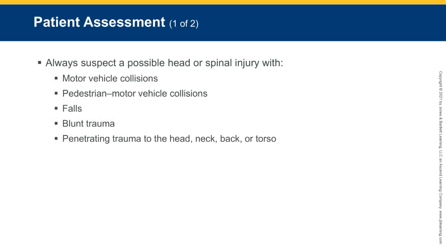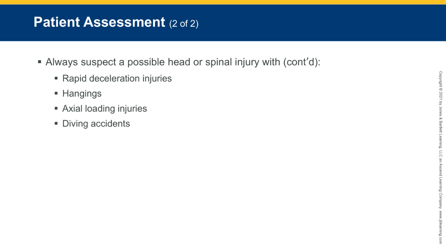Always suspect a possible head or spinal injury in patients involved in motor vehicle collisions, pedestrian accidents, falls, or blunt trauma. Additionally, penetrating injuries to the head, neck, back, or torso should be carefully evaluated for potential spinal involvement. Other situations that should raise suspicion of spinal injury include rapid deceleration incidents, hangings, axial loading injuries, and diving accidents. A thorough assessment is necessary to determine the severity of the injury and ensure appropriate management.